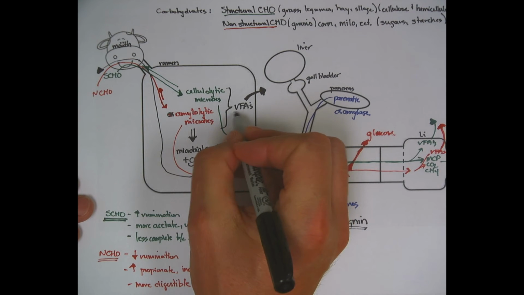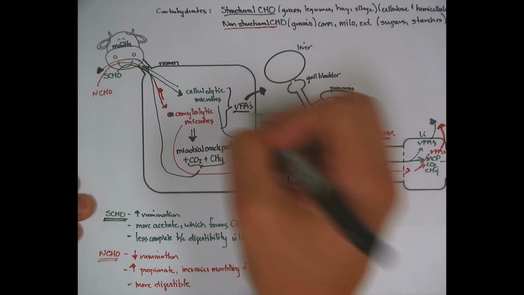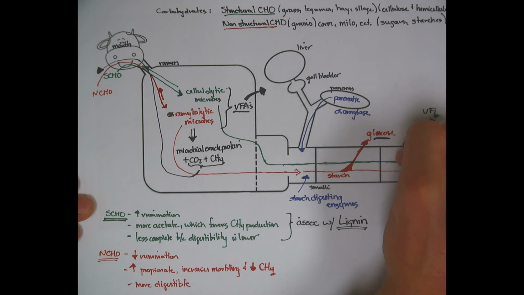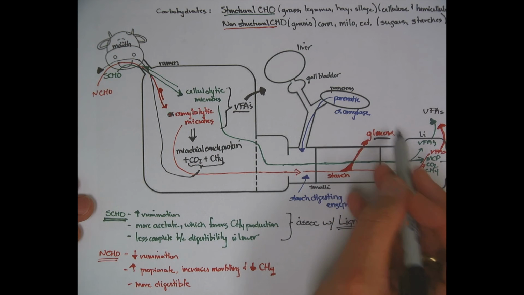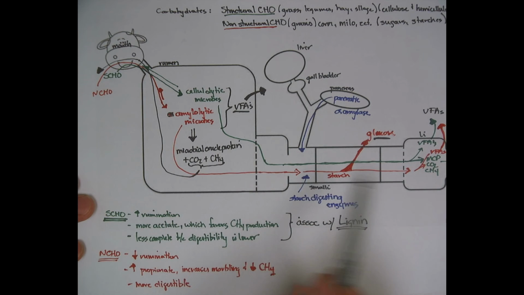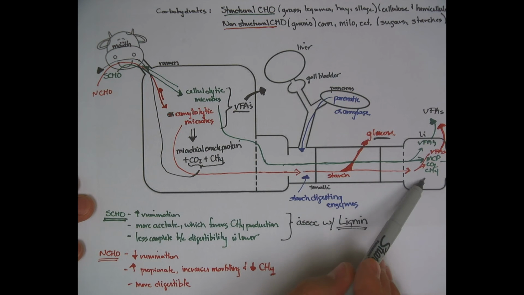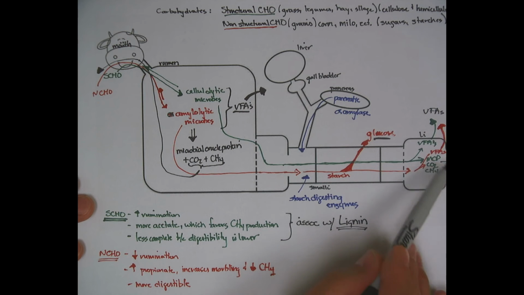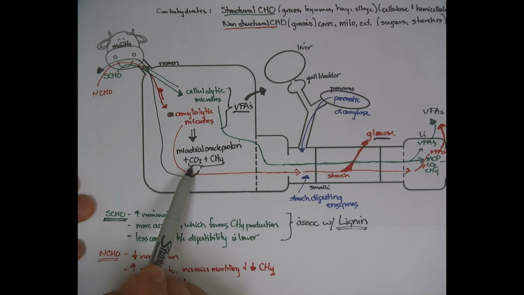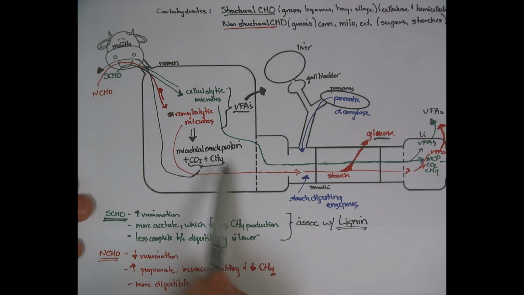We have VFAs absorbed, and we have glucose absorbed. VFAs are absorbed from the rumen and from the large intestine, and glucose is absorbed from the small intestine. We have microbes produced in the rumen and in the large intestine, CO2 in the rumen and large intestine, and CH4 in the rumen and large intestine. Microbial crude protein, CO2 and methane get excreted in the feces from the large intestine. CO2 and CH4 from the rumen get eructated out by the cow as gaseous energy loss.